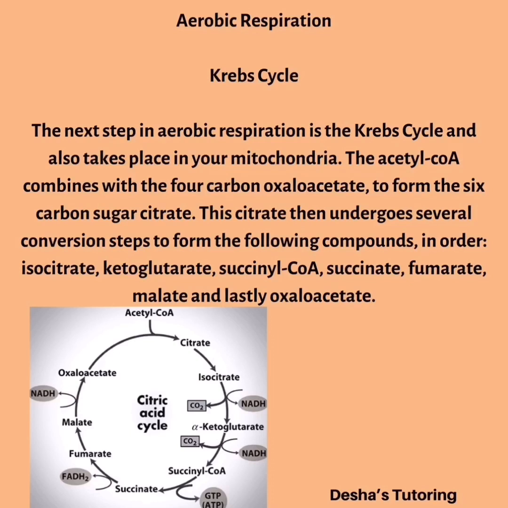Now, for one cycle, 2 molecules of carbon dioxide, 3 molecules of NADH, 1 molecule of FADH2, and 1 molecule of ATP are produced. Each glucose molecule produces 2 molecules of acetyl coenzyme A, enough for 2 cycles.